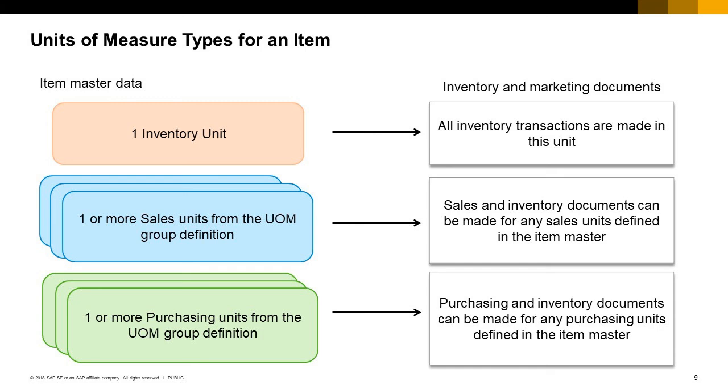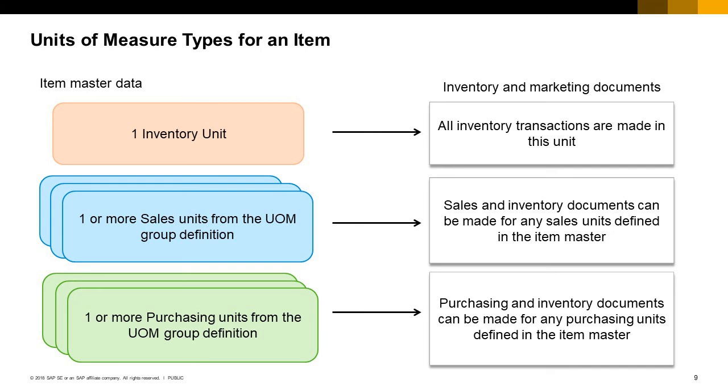The inventory unit of measure cannot be changed once transactions were made for this item. Note that the inventory unit of measure field in the item master data does not appear if the manual group is assigned. The sales units of measure: one item can have many sales units of measure related to it. Each of these units of measure can be used in a sales or inventory document.